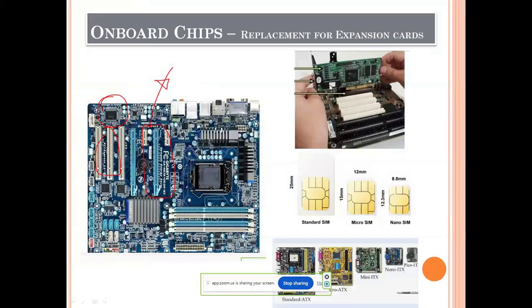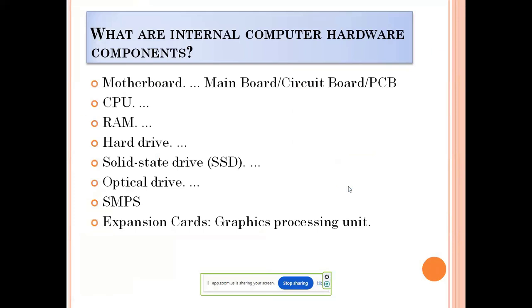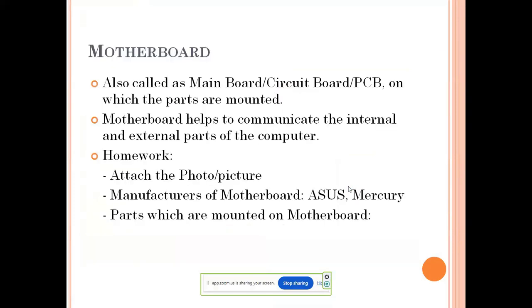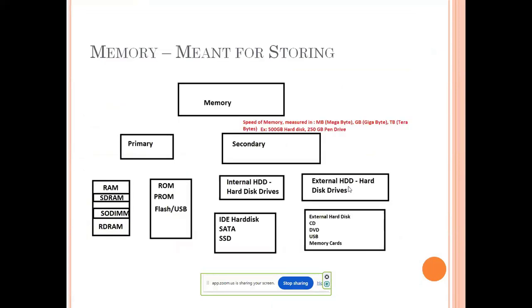This is the motherboard, and this is the expansion slot. These are the internal computer hardware components. Motherboard is also called a main board or circuit board, on which the parts are mounted or placed. So, this is the picture we have discussed so far.